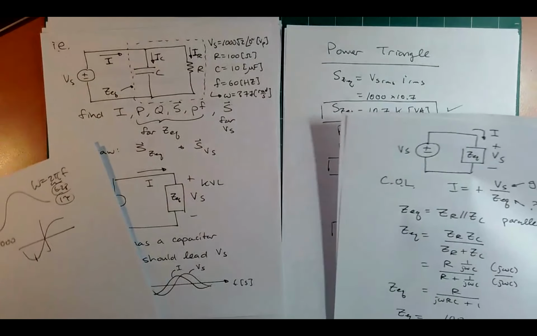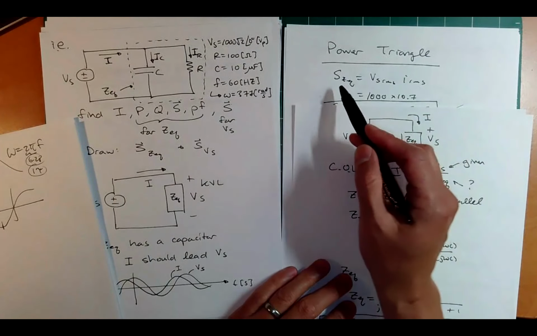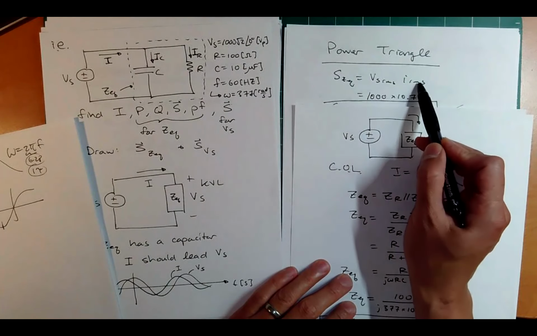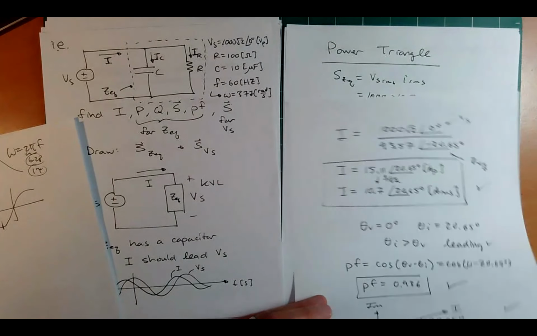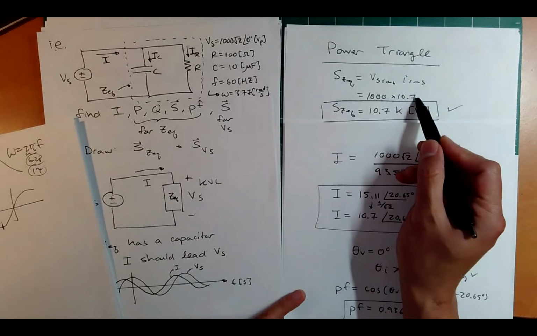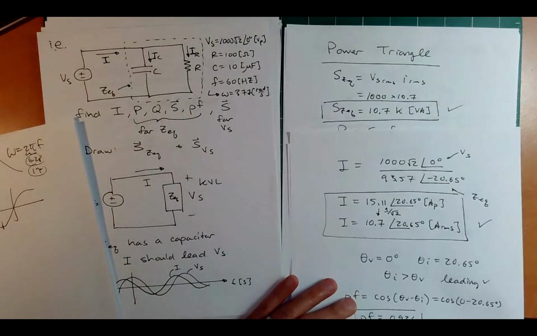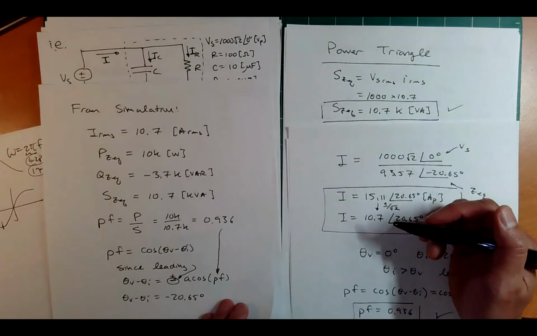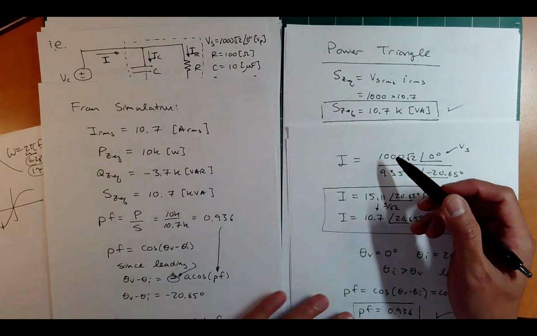So what about the complex power? We know S is equal to VRMS times IRMS. So that's just 1,000. And now we've already computed I. It is 10.7. Perfect. So 1,000 times 10.7 is 10.7K volt amps. Easy. Did we get that? I think we did. Yes, we did. We got 10.7 from the simulation.